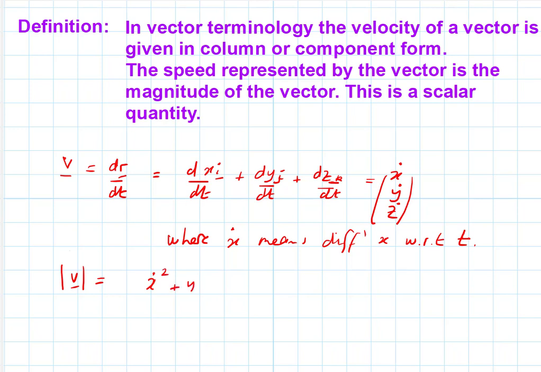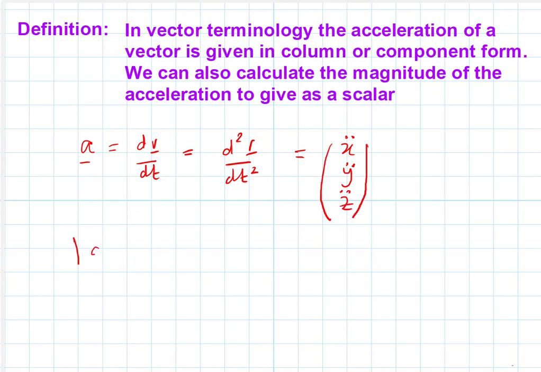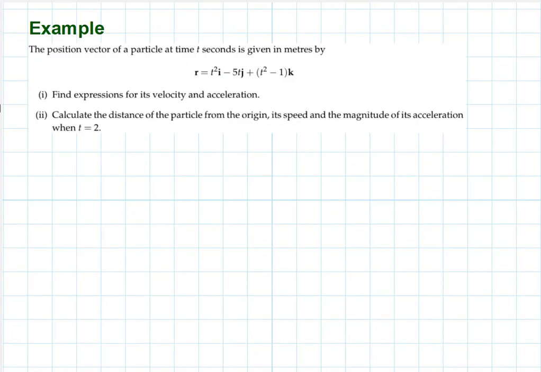The magnitude of the velocity is the speed, and that is calculated in the same way as we would have done for the displacement, using Pythagoras' theorem. And when we come to acceleration, acceleration can be given as a vector, or it can be given as a magnitude if you ask for the magnitude of it. You see there's a double dot there, so x double dot means differentiate twice with respect to t, and the magnitude is found the same way, using Pythagoras' theorem in 3D.